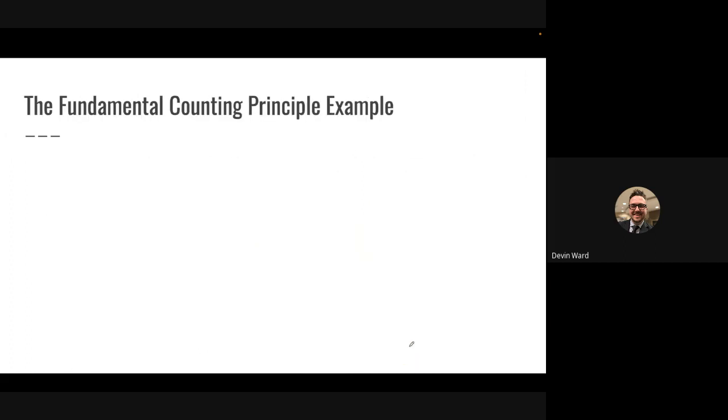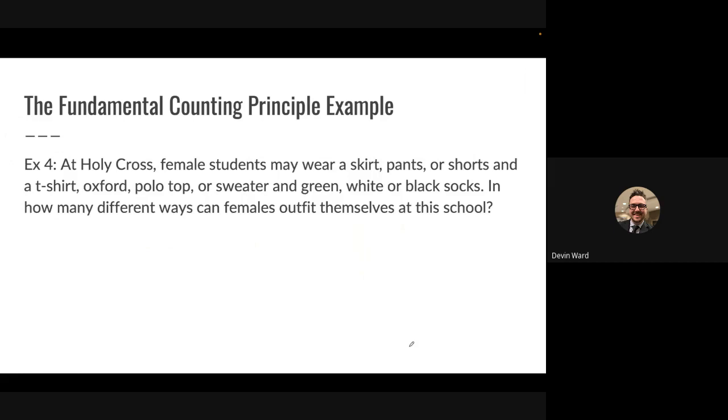Okay, so let's do an example now that we know what we're actually talking about here. At Holy Cross, this is the school I teach at, female students may wear a skirt, pants, or shorts, and they can wear a t-shirt, an oxford, a polo top, or a sweater, and they can have green, white, or black socks. How many different ways can female students outfit themselves at the school?